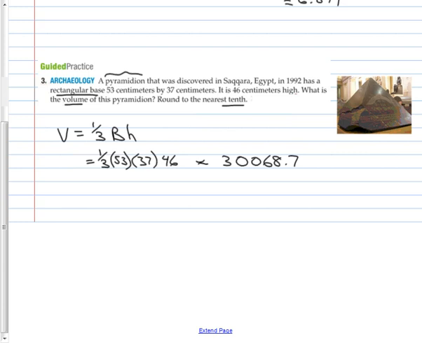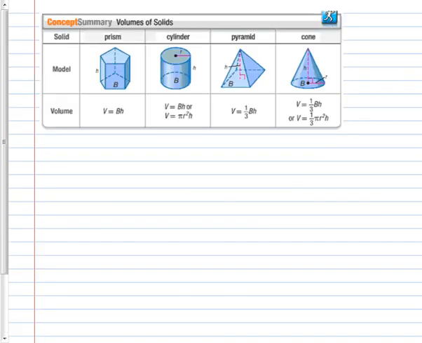30,068.7? Anybody else getting that same thing? All right. There's our volume. So that's the idea right here. It's comparing the old formulas for the prism and the cylinder, and then you've got the new formulas: 1/3 area of base times height, and 1/3 pi r squared times height.